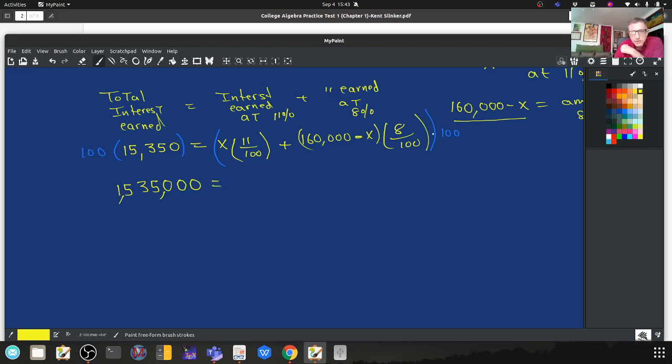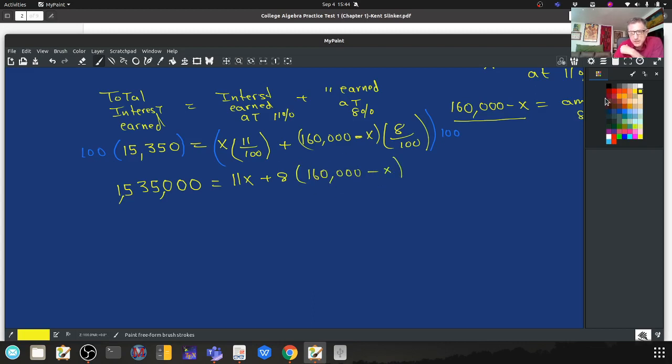And here I'm just distributing, so that means the denominator is going to be cleared. X times 11 divided by 100 times 100 is just 11x. And 160,000 minus x times 8 divided by 100 times 100 is just 8 times 160,000 minus x.